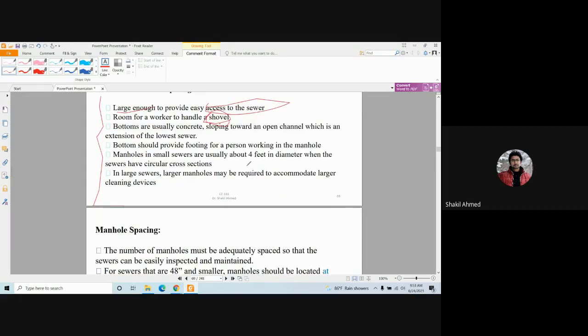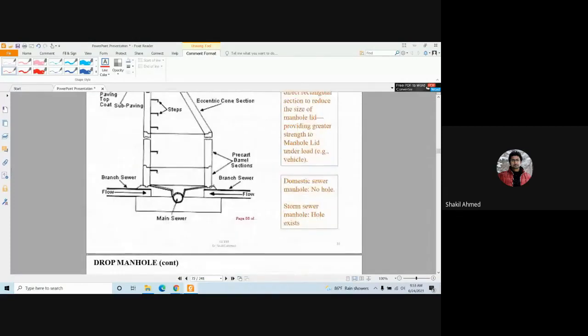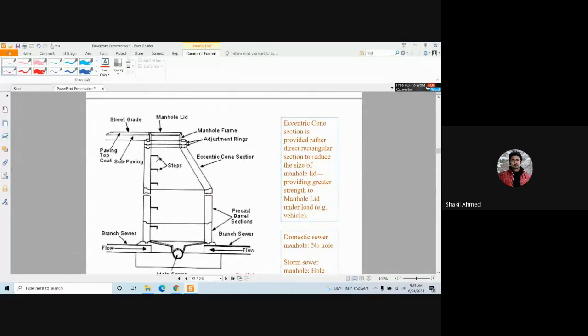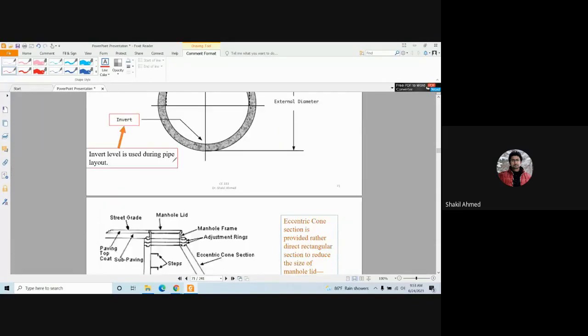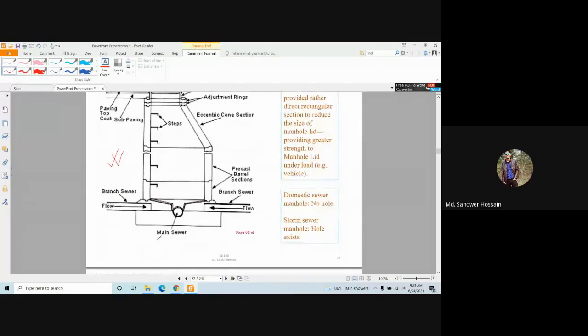Okay, let's see. Manholes in small sewers are usually about 4 feet in diameter. Let's look at the figure of a sewer, then it will be easier for us. Okay, this is a typical figure of a manhole. Are you following me, guys? Yes, sir.